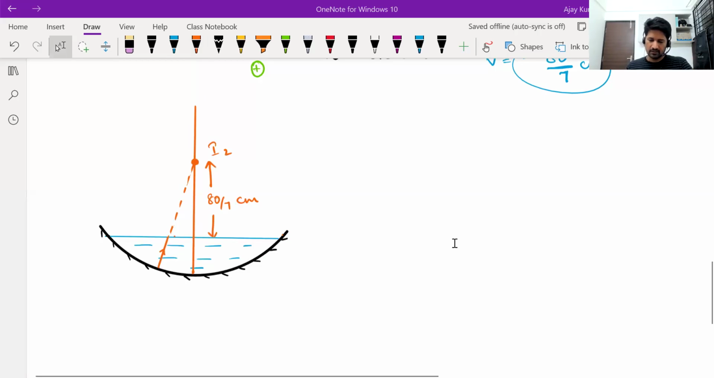Should we treat it as apparent height, apparent depth? Actually, the formula is the same, no? For apparent height or apparent depth. You can treat it whatever you want. You will directly get the answer.